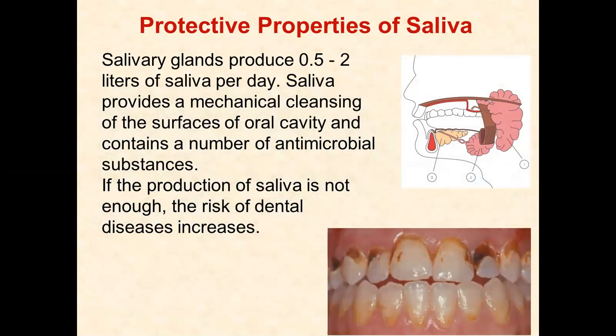And the next question is very important for stomatology students. It's the protective properties of saliva. It's also one of the mechanisms of non-specific resistance. Maybe you know that salivary glands produce 1/2 to 2 liters of saliva every day, and the saliva provides a mechanical cleaning of the surface of oral cavity and contains many antimicrobial substances. If production of saliva is not enough, the risk of dental diseases increases. Like in this patient, you see the caries in many teeth.